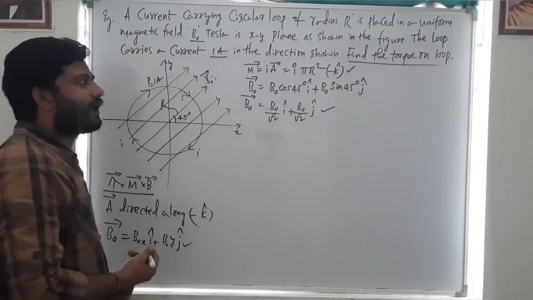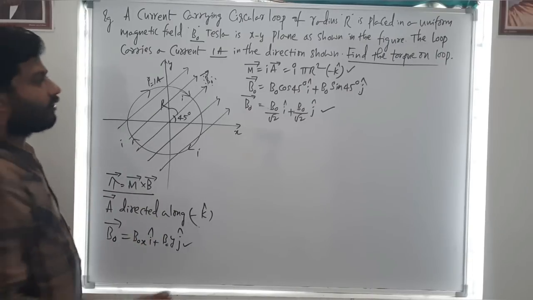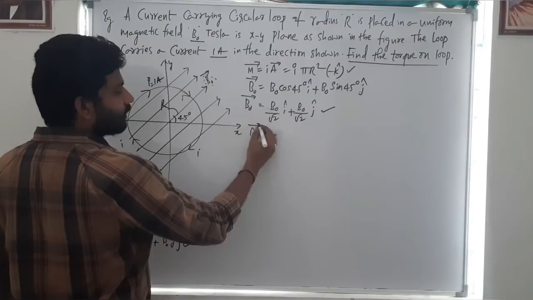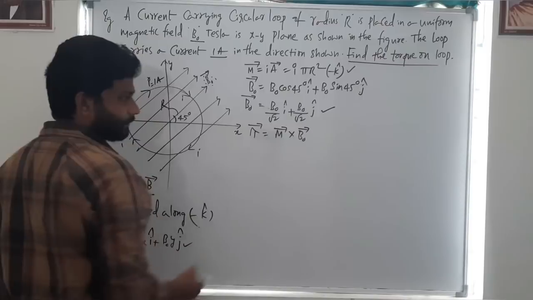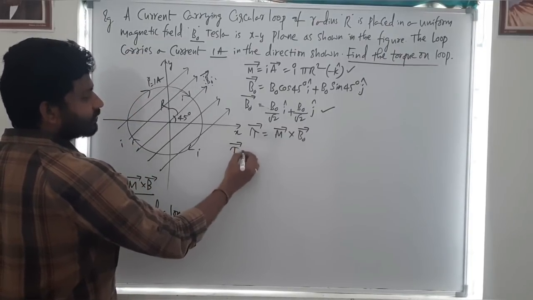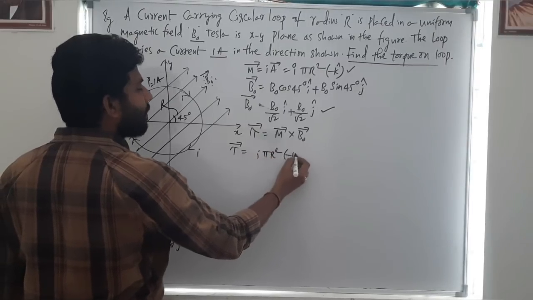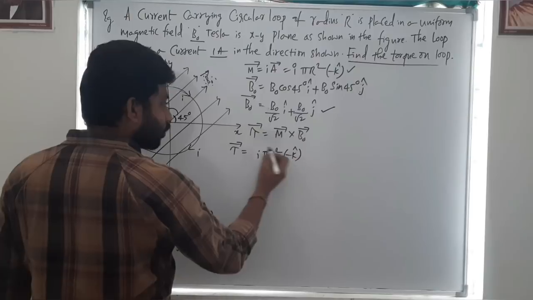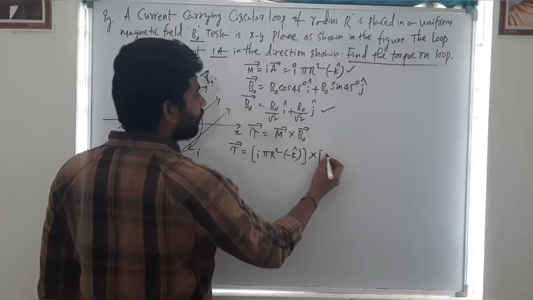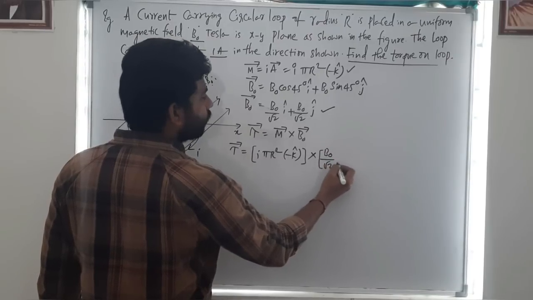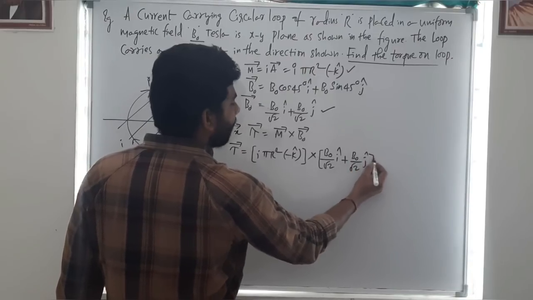So this is B naught bar and this is M bar. B naught bar we have and M bar also we have. So we are going to do the cross product to find the final value. What is the cross product? Tau bar is equal to M bar cross B naught bar. So let me write this. Tau bar is equal to M bar, I into pi r square into minus k cap, right? So this is M bar cross B bar. What is B bar here? B naught by root 2 I cap plus B naught by root 2 J cap.